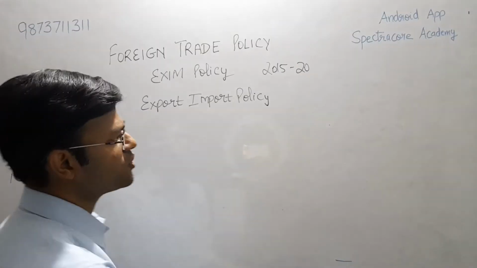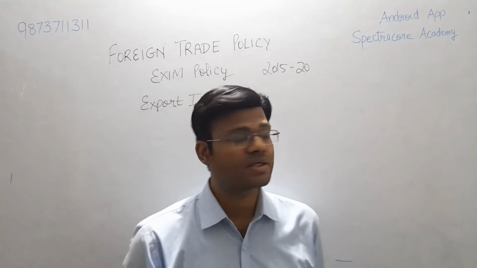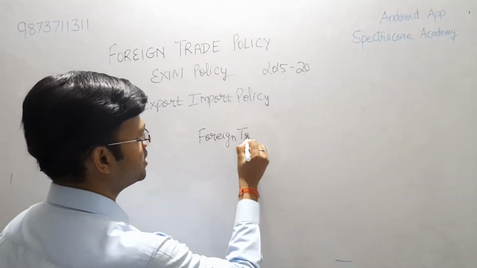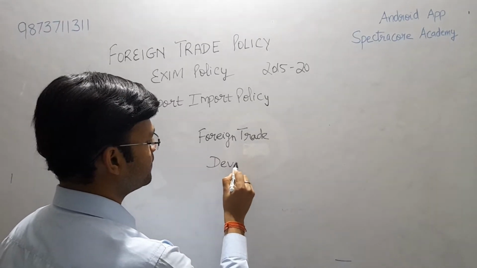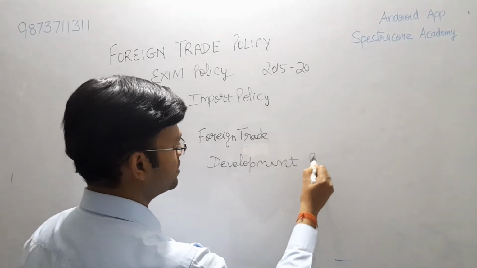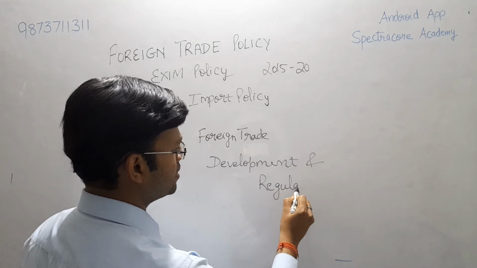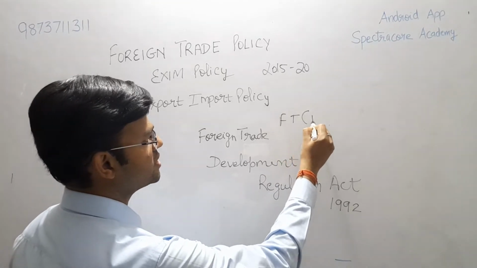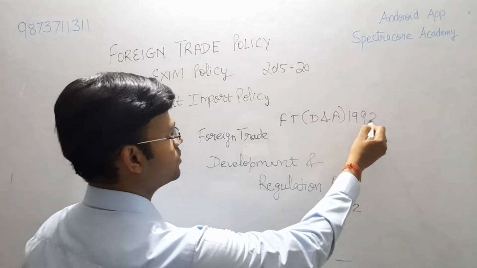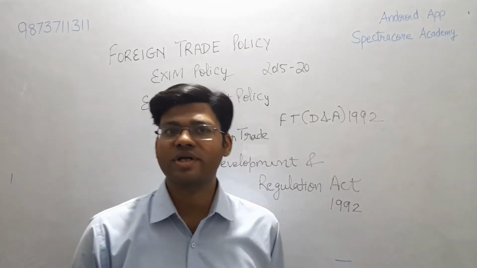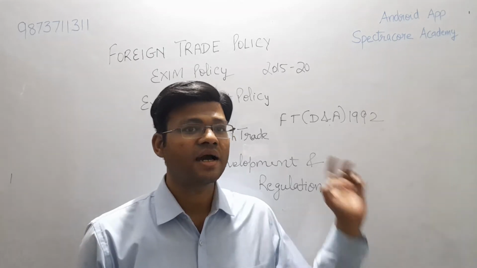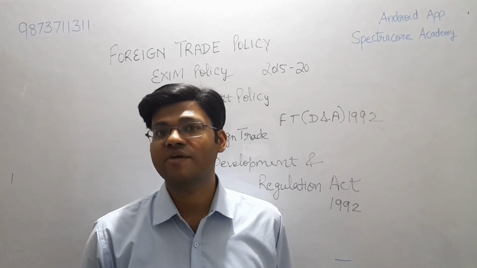Now, every procedure is worked out as per the act or the law that has been passed by the parliament. So the foreign trade policy comes under the Foreign Trade Development and Regulation Act, 1992. For short, it is known as FTDR Act 1992. This is the act that governs the foreign trade policy. Like the Customs Act 1962 governs the levy and collection of duties, similarly, the Foreign Trade Development and Regulation Act 1992 governs the foreign trade policy.